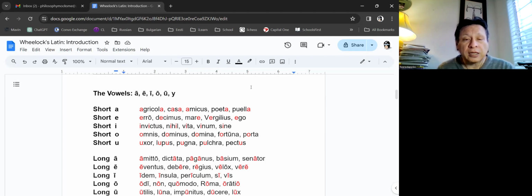So the short A. Agricola. Agricola means farmer. Casa. Casa means house. I don't know if I'll do this for all the words, giving the definition. Maybe I won't, because we're just focusing on the pronunciation. We can learn vocabulary later as we progress through the book.